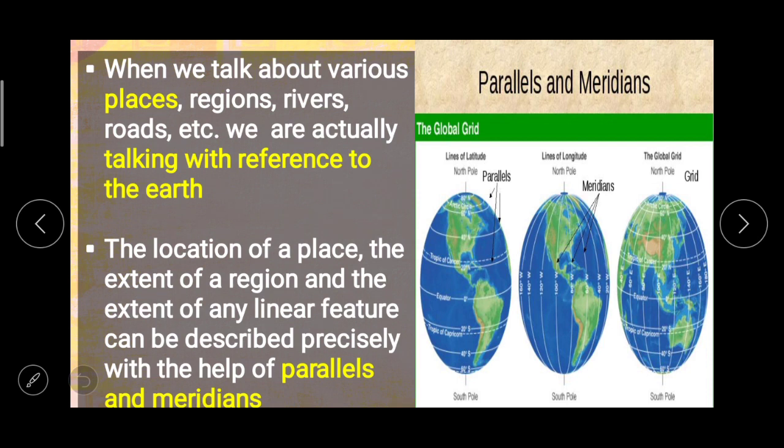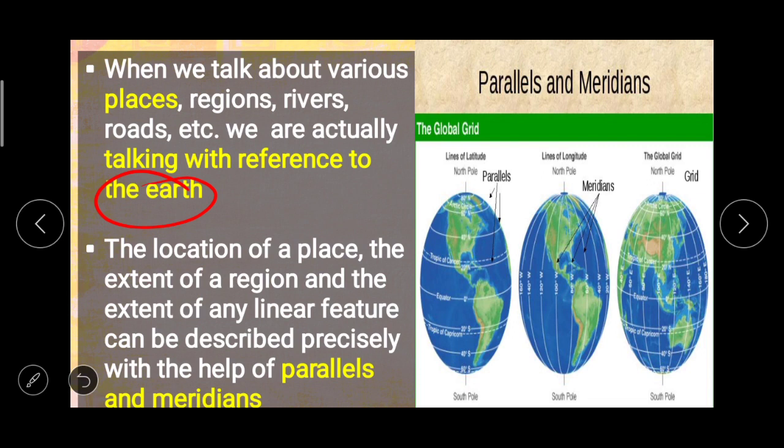Now when we talk about various places, regions, rivers, roads, etc., we are actually talking with reference to the earth.